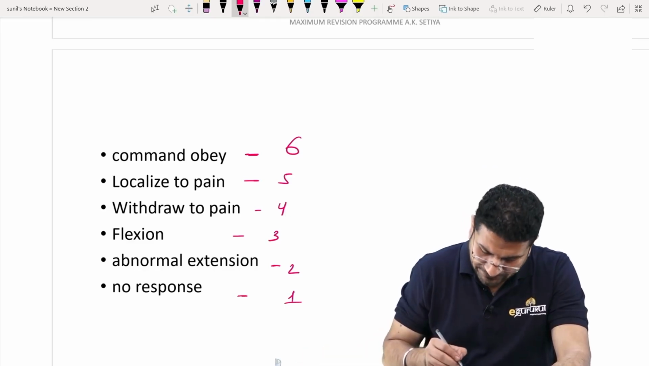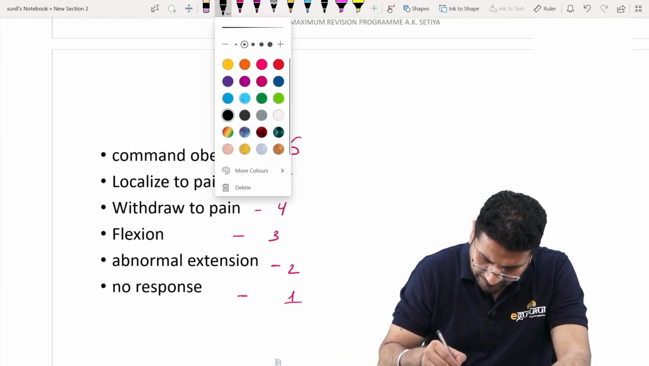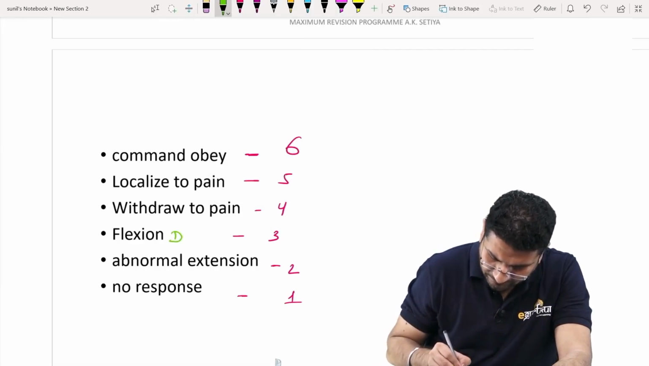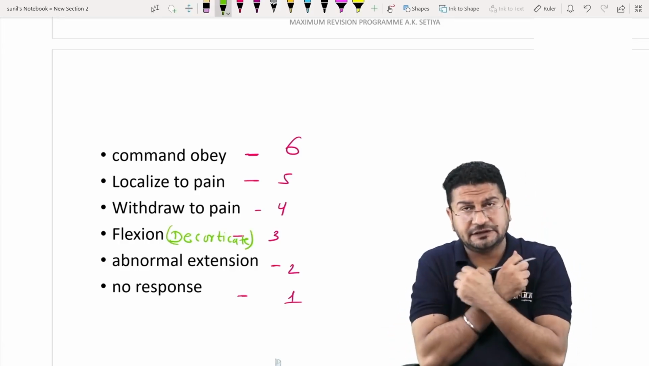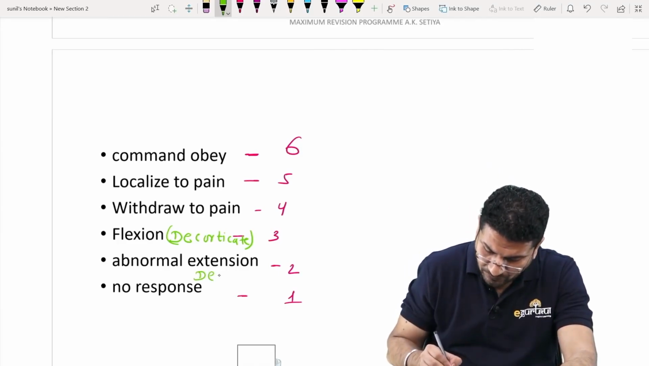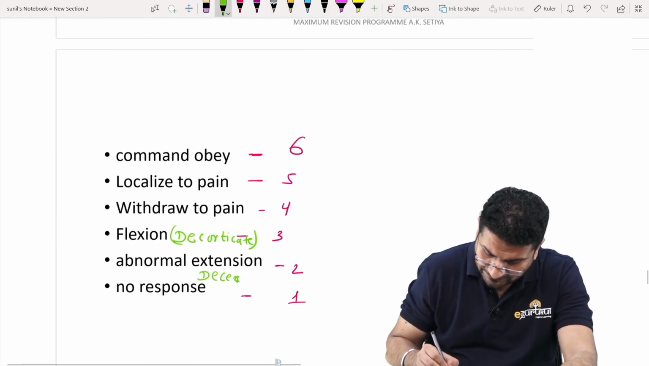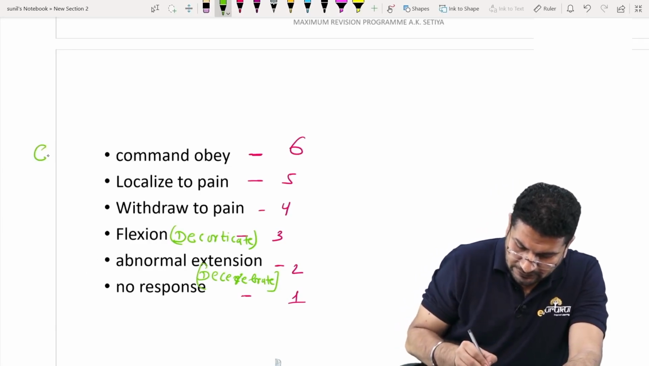So understand this flexion attitude, we give it a name, we call this decorticate posture. Decorticate posture means the patient is having a flexion attitude, like this attitude in the bed. Abnormal extension, which is more dangerous, we call this decerebrate posture.